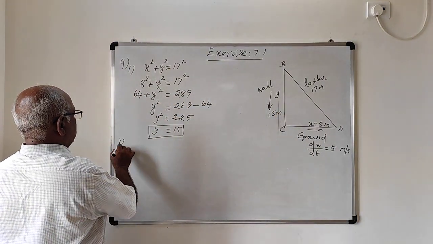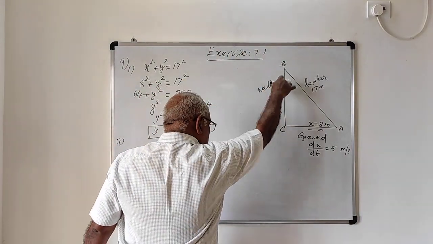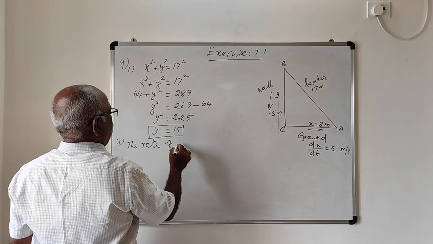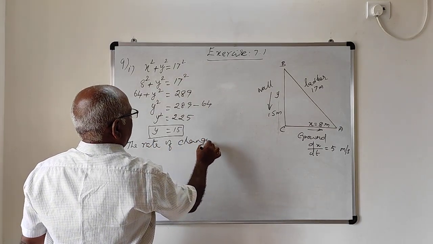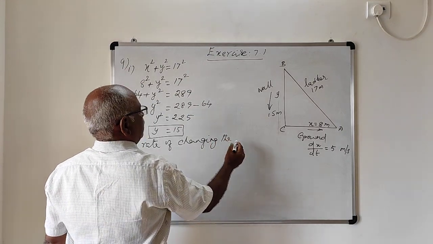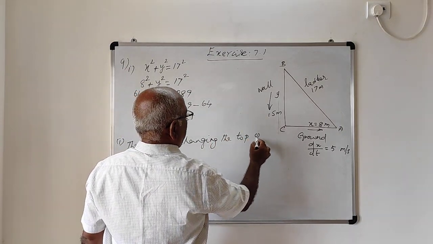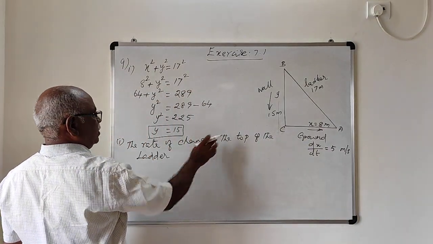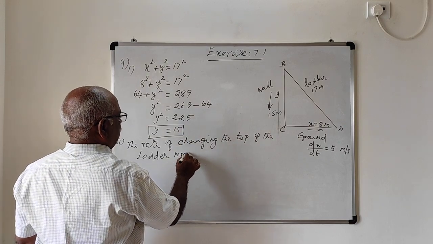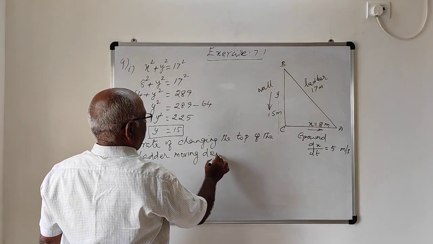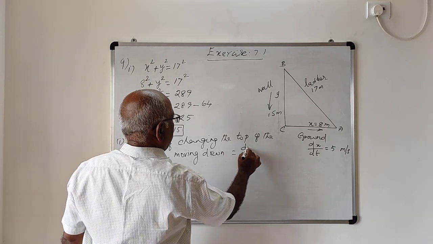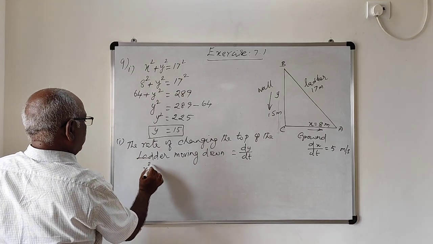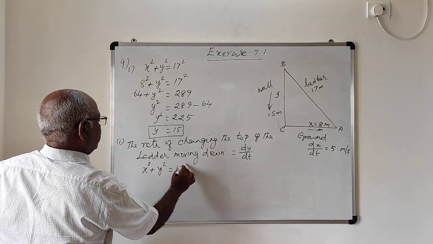First question is, how fast is the top of the ladder moving down? The rate of change of the top of the ladder moving down, we want to find out dy by dt. The equation is x square plus y square equal to 17 square.